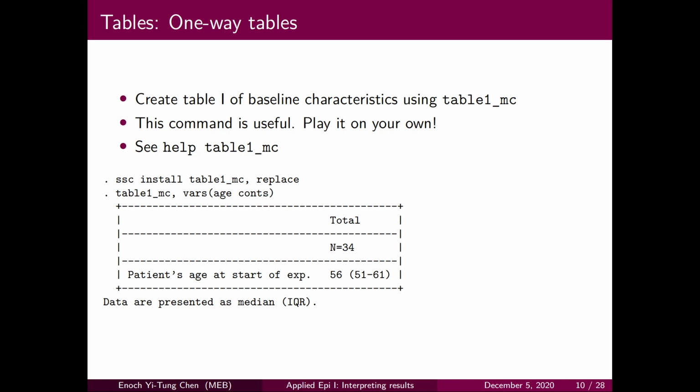Another useful command to have is table1_mc. It was actually recommended by my colleague Marlena Josephine Stropman. There are more customized functions you can play with. Please first install it using ssc install and try it on your own. I think it's interesting to play with this command, and it's quite easy to get all the baseline characteristics that you need in your Table 1.